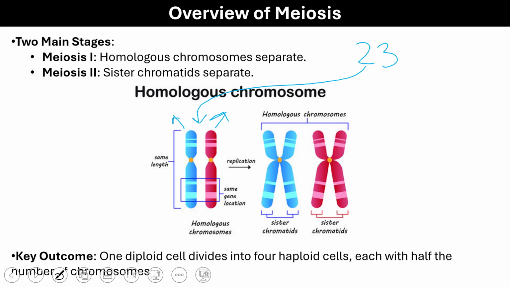Homologous chromosomes have the same type of genes on them at the same locations, but their form might be different. So the two different forms of same gene are called alleles. So you would have one allele here and one allele here at the same location or the same locus of gene.